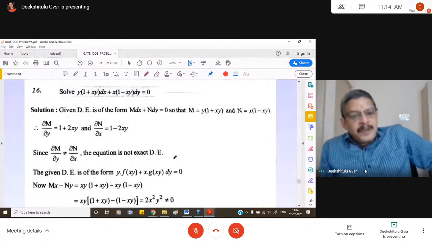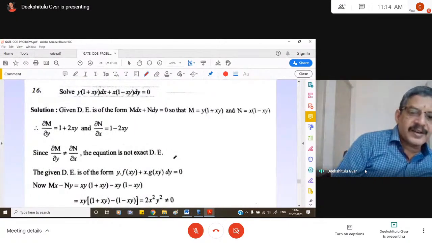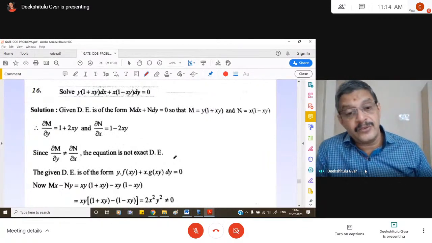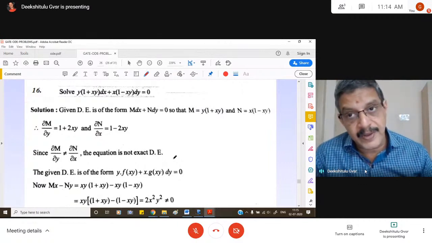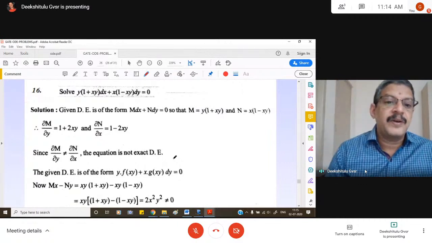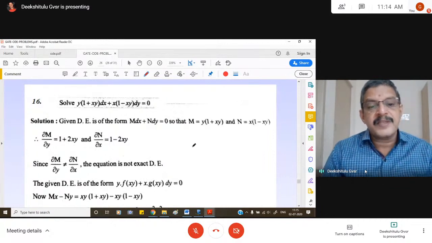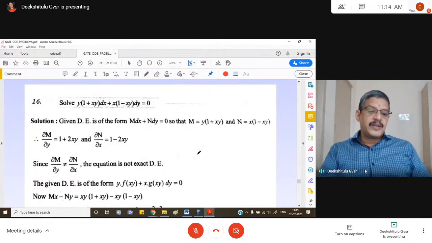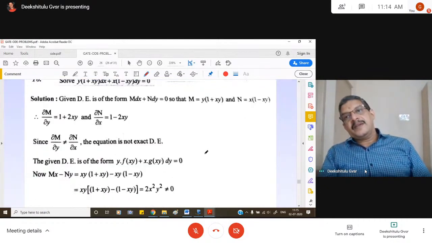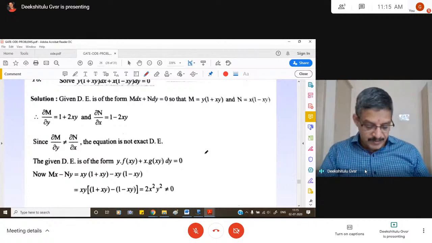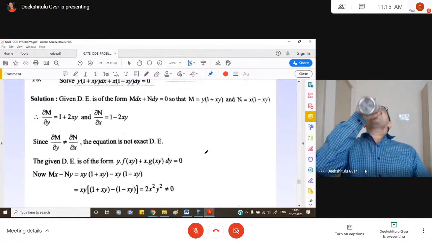The next problem is solve y into 1 plus xy. See, here also we have seen this type of problem. It is in the form f of xy into y dx plus g of xy into x dy. See the function here, xy and y dx, again the function of xy and x dy. In such a case, if this equation is not exact, then 1 by Mx minus Ny is an integrating factor, provided Mx minus Ny is not equal to 0. This is the principle that we have.